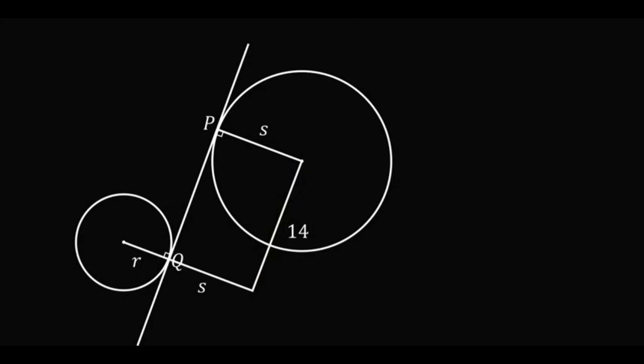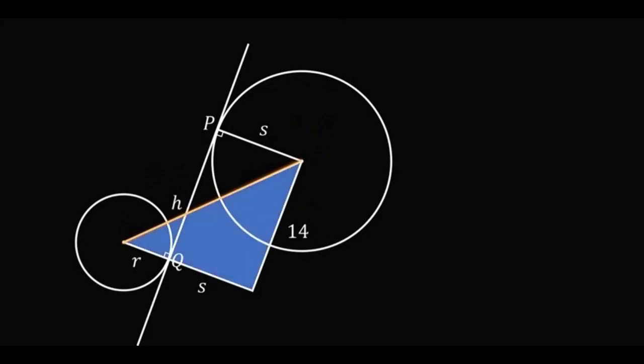We can now connect the centers of the two circles. Let's say that this distance is equal to h. We now have a right triangle where the legs are 14 and r plus s. So we must have that h squared is equal to 14 squared plus the square of r plus s. So this triangle shows us one way to calculate the distance h between the centers of the two circles, but we previously had calculated the distance h in the other diagram.